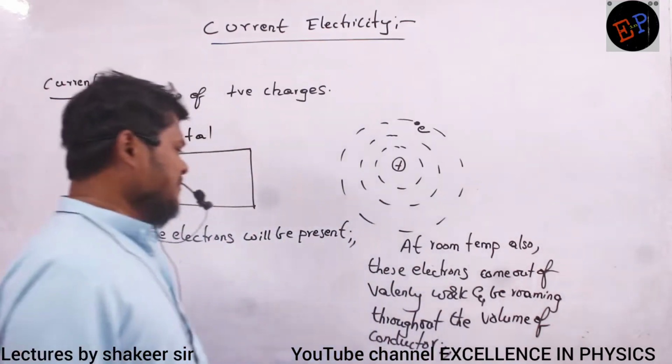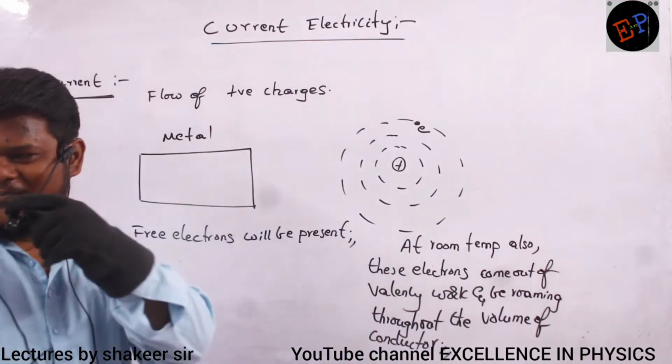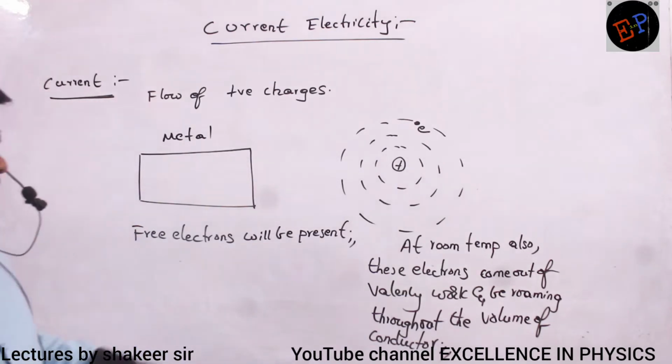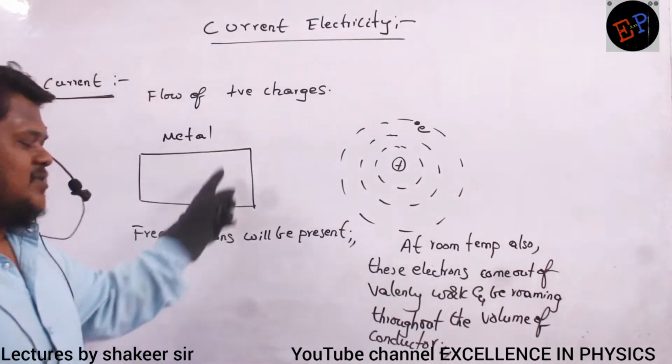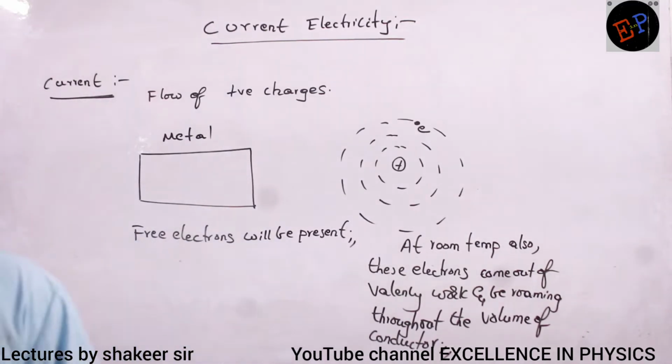Are you able to understand? So even at room temperature, they get separated from the atom and they will be roaming throughout the volume of this conductor. So these are called free electrons. Are you able to understand? Write down.